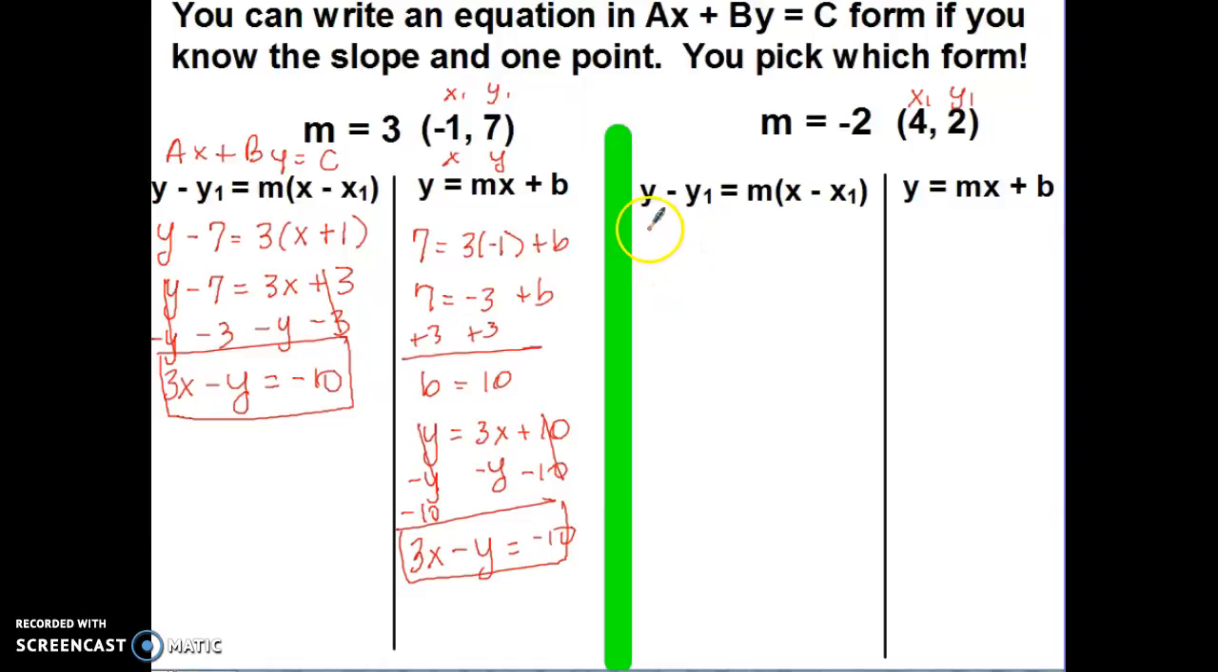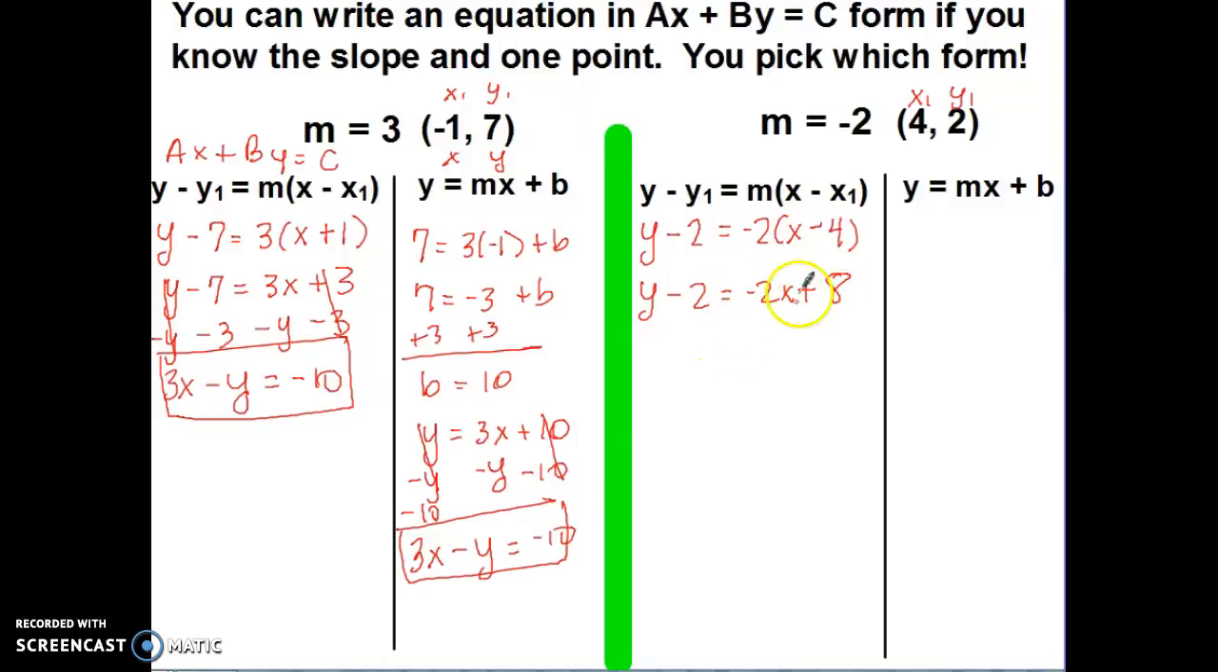All right, so we get y minus 2 is equal to negative 2 times x minus 4, right? Sorry for the rant, everybody. I was talking to make sure I got the right things in the right place. So I need to put this in standard form. So I distribute: y minus 2 is equal to negative 2x plus 8.